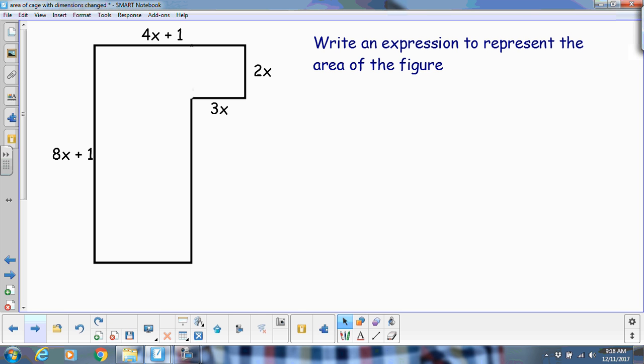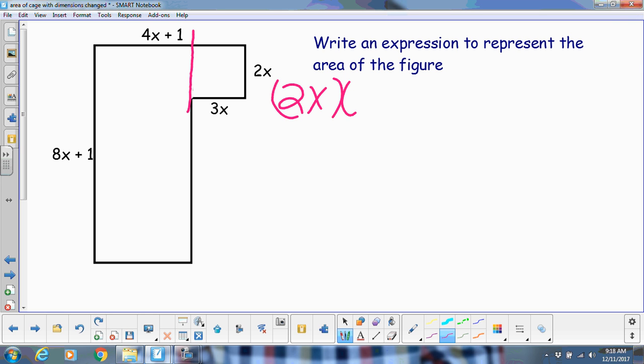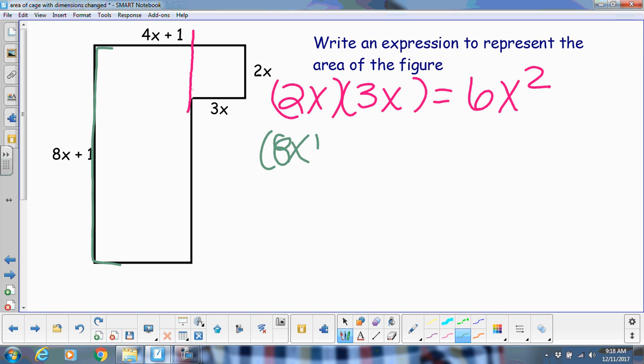Alright, so where do we start here? What do I need to do? Alright, let's break it apart. Okay, so right here, 2x times 3x is 6x squared. Okay, now pay attention because you got to do something over here on the big one. All right, I need this whole side right here. So 8x plus 1, I need that. Okay, but on the top part, I don't need the whole thing. I only need this part.